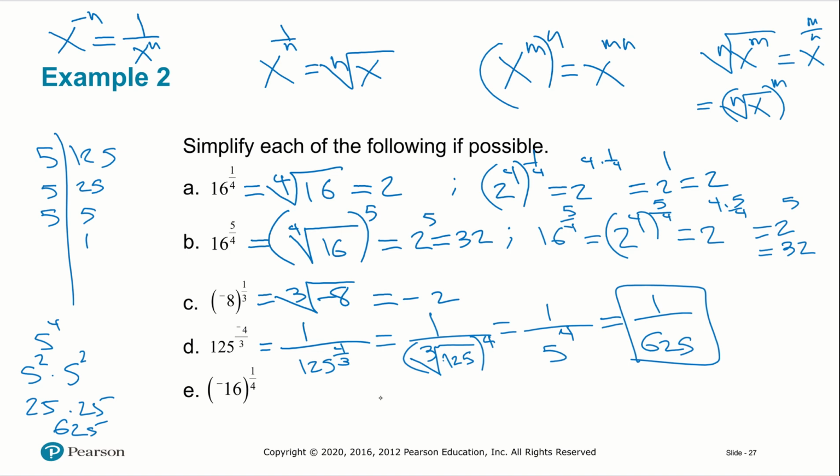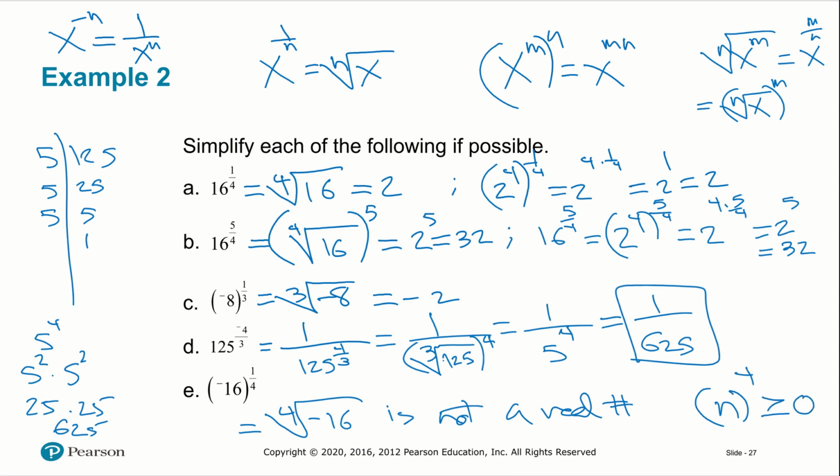How about this one here? Well, remember, the index becomes the denominator, and negative 16 goes inside, and it's just to the power of 1, so I don't need to write it. Now, what is the fourth root of negative 16? What real number can you raise to the power of 4 to get negative 16? Of course, as you know, this is not a real number. Why? Because if I take any real number and raise it to the power of 4, the result is going to be non-negative, right? Because of the even power. So there is no such real number that works here.